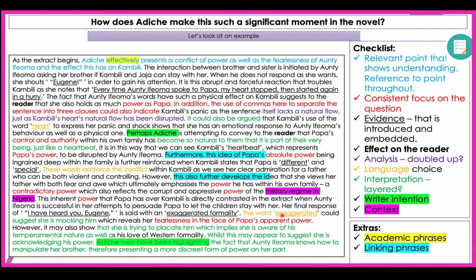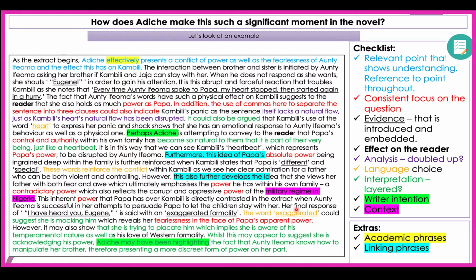Focus on language here, so the word that really stood out for me was exaggerated, and this is what I made notes on my extract too. The word exaggerated could suggest that she is mocking him. Note my use of the word could shows that I am interpreting meaning here. Could suggest she's mocking him, which reveals her fearlessness, I link back to the question up here, in the face of Papa's apparent power. However, here is now where I'm going to layer my interpretation.